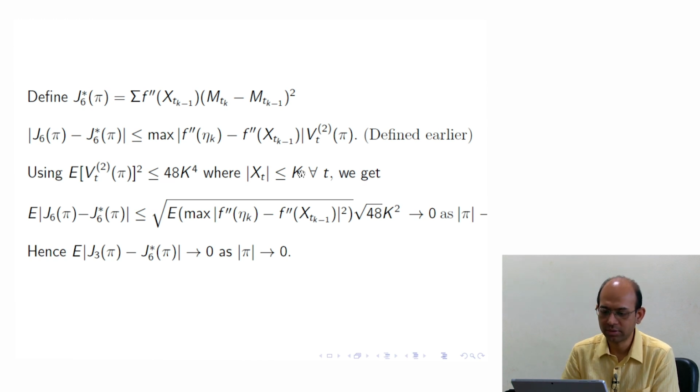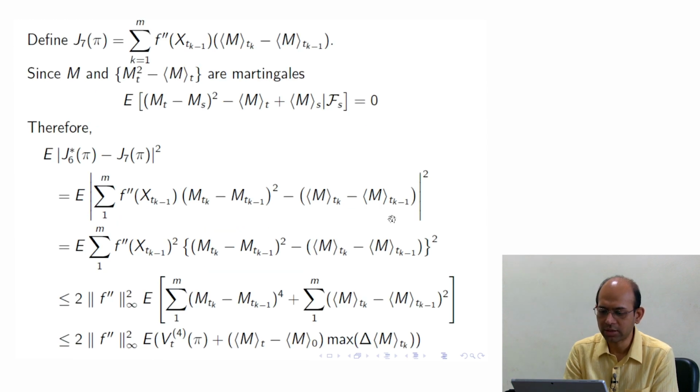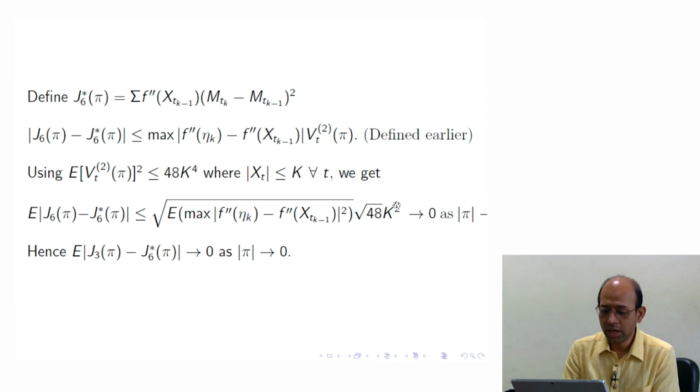Then, the way we have defined it, whatever the K, if this is less than or equal to mod K, then this would be less than or equal to 48 times K to the 4. From here, if we take expectation on both sides, we can obtain that this is less than or equal to the square root of the expectation of the maximum of f double prime eta k minus f double prime X t_{k-1}, this whole square, maximum of all these, times the square root of 48 times, instead of K to the 4, I have K square here. Okay, so now what is the behavior of the right hand side?